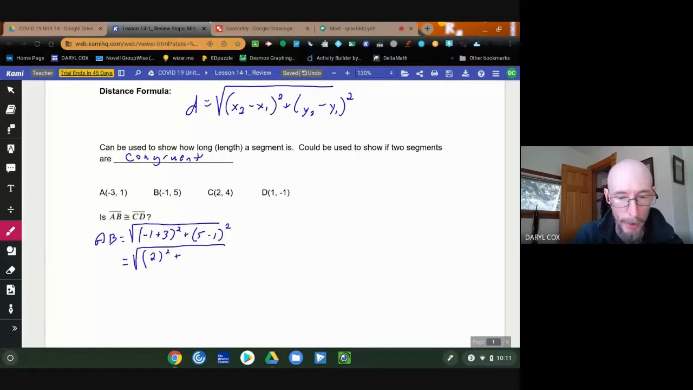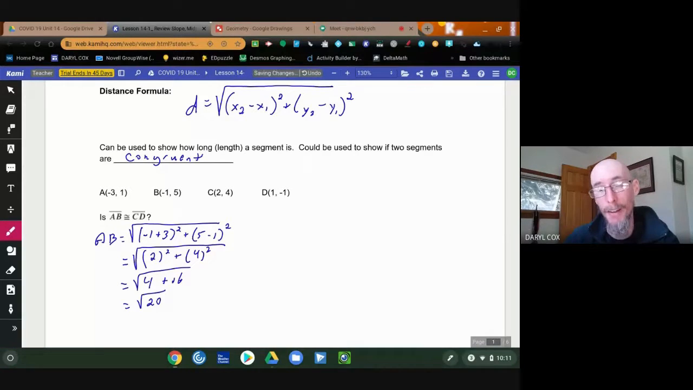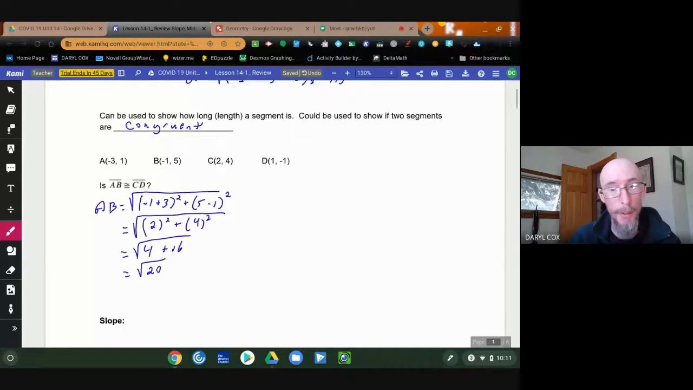So 2 squared and 4 squared. 2 squared is 4. 4 squared is 16. That's going to give me the square root of 20. Now, because I'm comparing lengths, it's going to be easier to leave it there. Hey, leave it as the square root of 20. If I needed this in reduced radical form, well, let's see. 20 breaks up as 4 and 5.